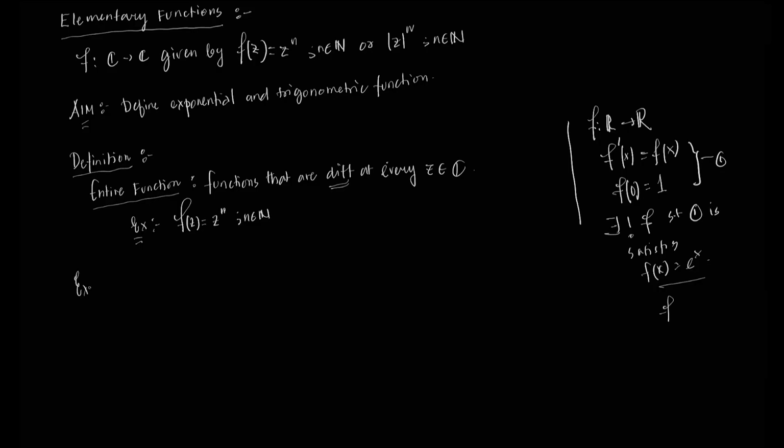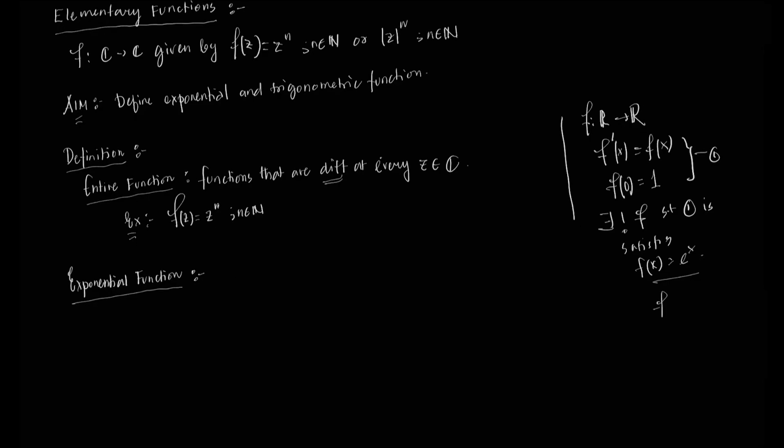So now we define the exponential function. What is an exponential function? What do we know? We know that exponential x is already defined, so we are going to use that and define something called e to the power z. This is motivation again: e to the power z should be e to the power x plus iy, right?